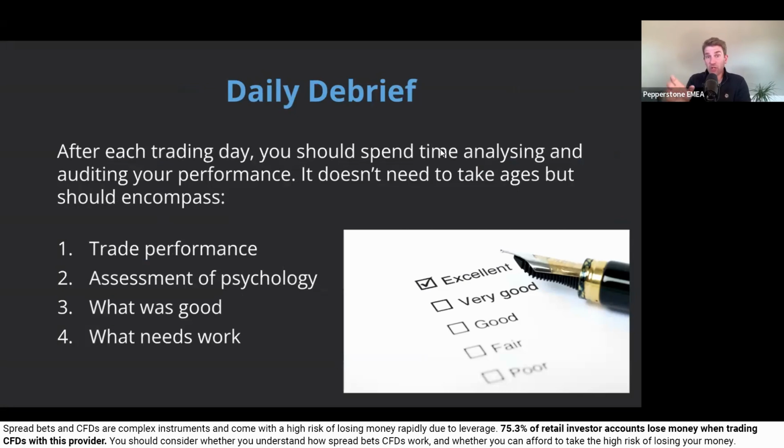What do I need to tweak and adjust? That might not be anything, but most of the time you just need a little adjustment. And that might be operational from a kind of trading perspective. It might be psychological. It might be any of these type of things.